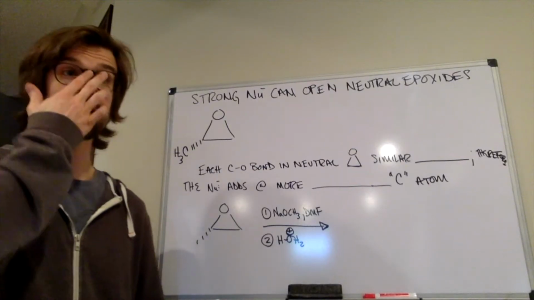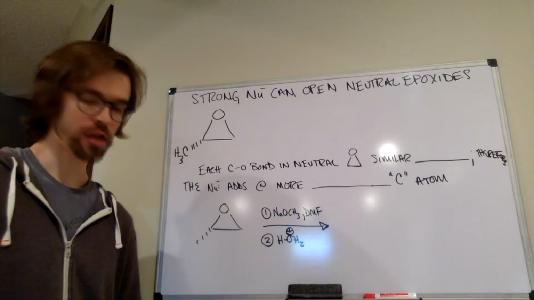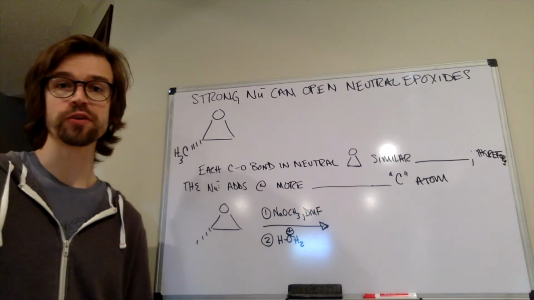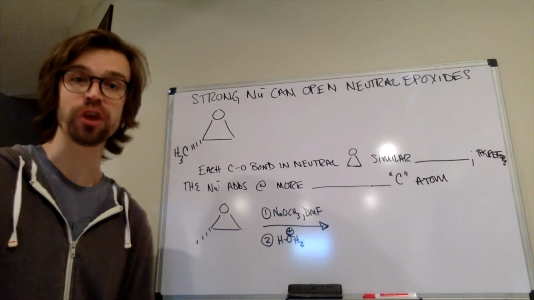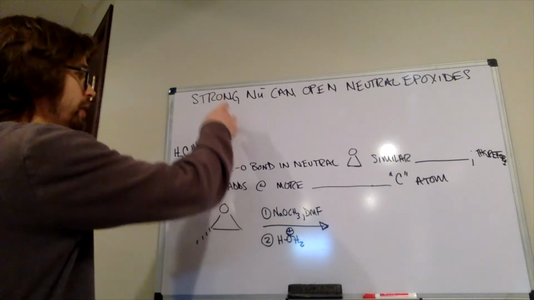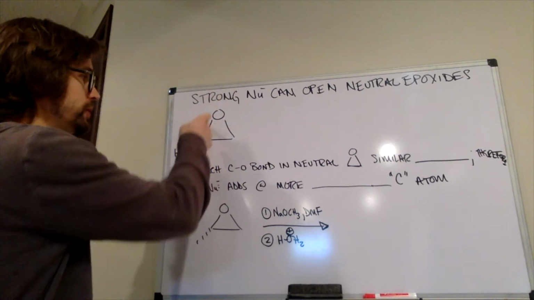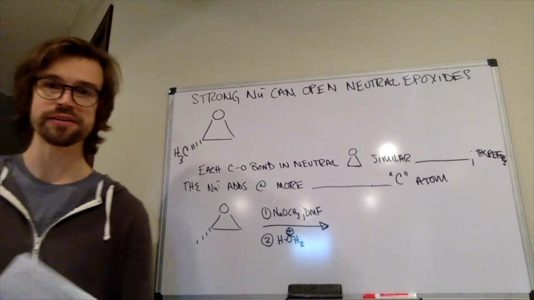All right, so different types of nucleophiles will add to epoxides in different types of ways. So it turns out that strong nucleophiles can open neutral epoxides, so epoxides that have no charge on them. But we have to ask ourselves, well, this is an epoxide carbon-oxygen bond. This is an epoxide carbon-oxygen bond. Which side is the nucleophile going to add to?